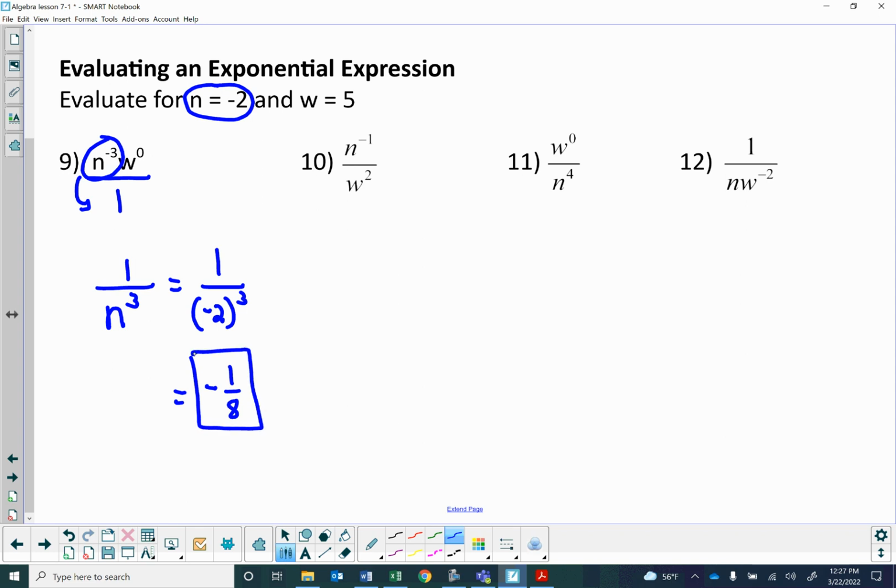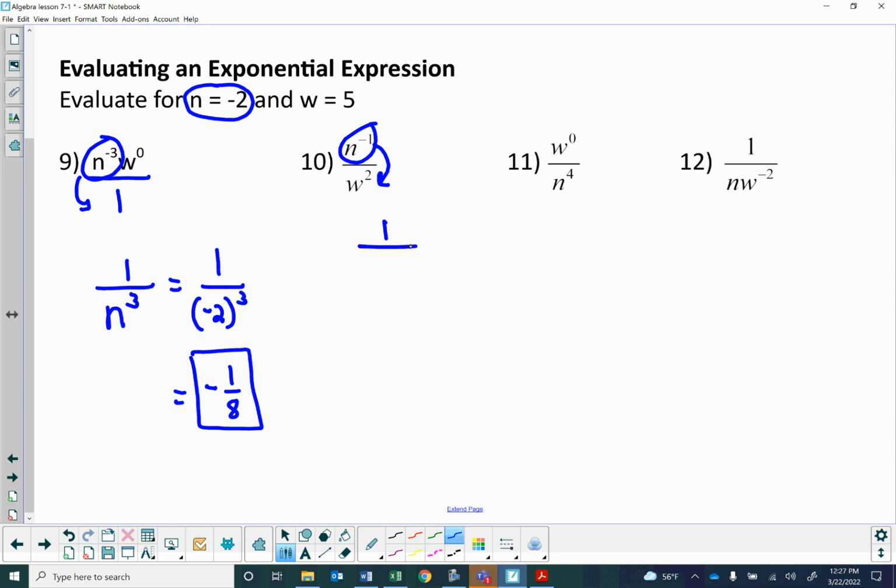And remember, -2 to the third is not 6. Please don't fall into that bad habit. -2 times -2 times -2 is 8, or actually -8 in this case. Number 10, to make it positive, the n with the negative first needs to move down.